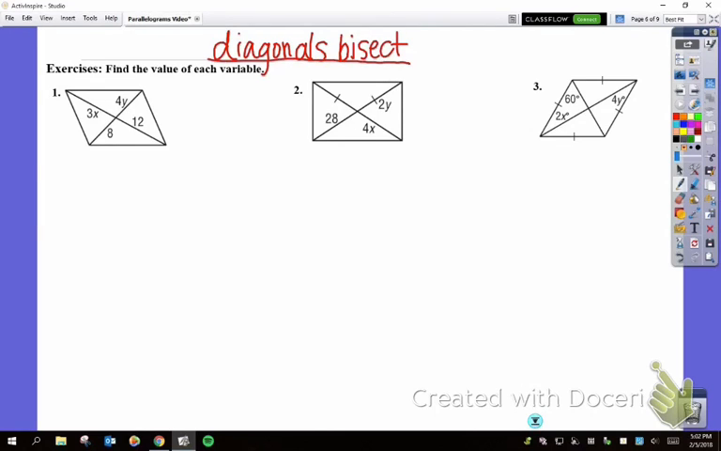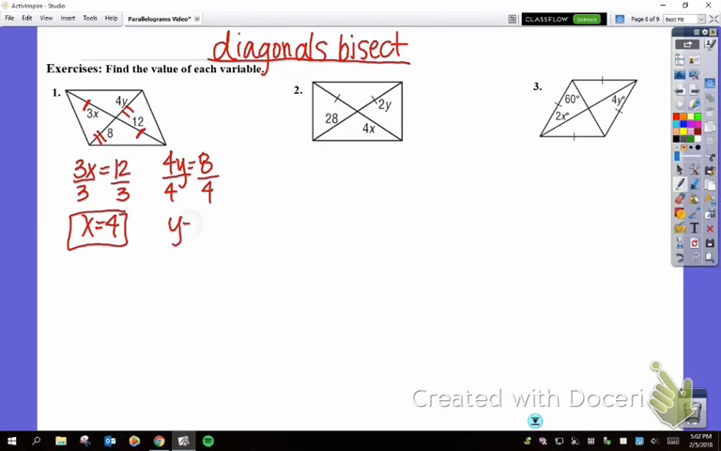All right? So if we look at this first one, if our diagonals bisect, that means that this piece and this piece would be equal, and then this piece and this piece would be equal. So we would say 3x equals 12, and then we can just divide by 3 and you get x equals 4. Same thing for y. We've got 4y equals 8. Divide by 4 and we end up with y equals 2. Okay, so that's our most basic problem.